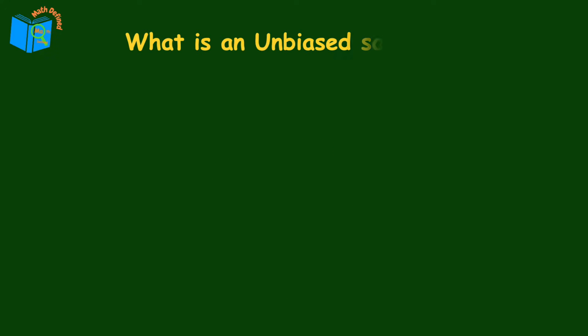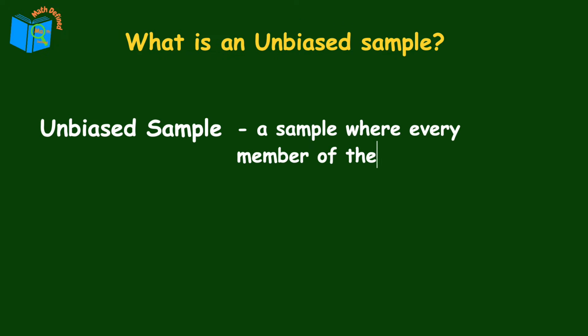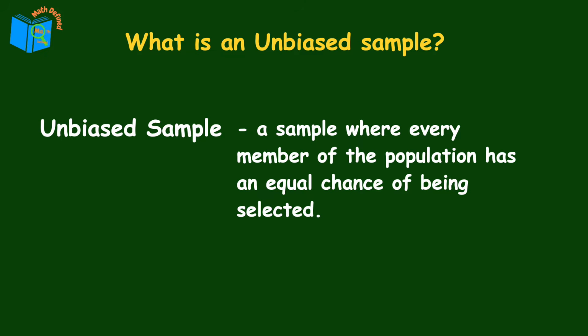So what is an unbiased sample? It is a sample where every member of the population has an equal chance of being selected. It doesn't mean that everyone agrees or has the same answers to the survey question. It just means that everyone has an equal chance to be selected. That's the key idea, and what makes the results more trustworthy.